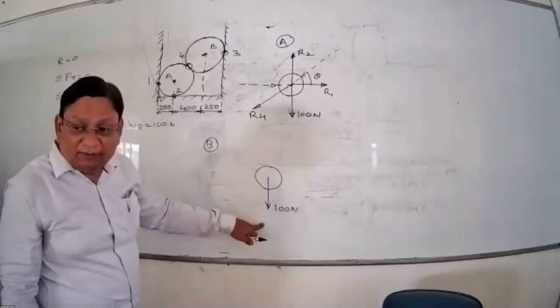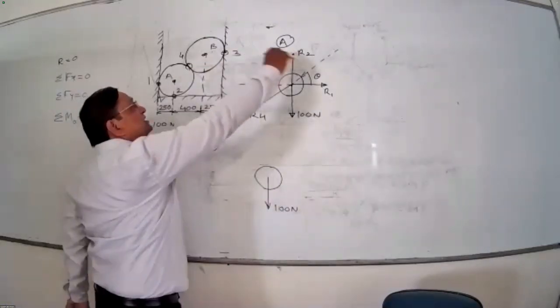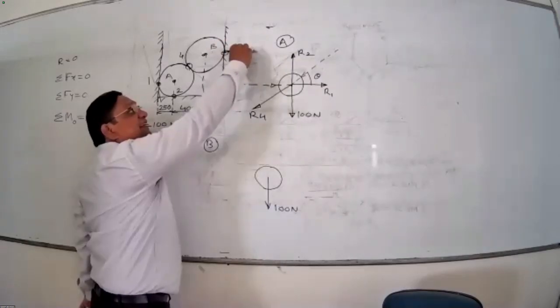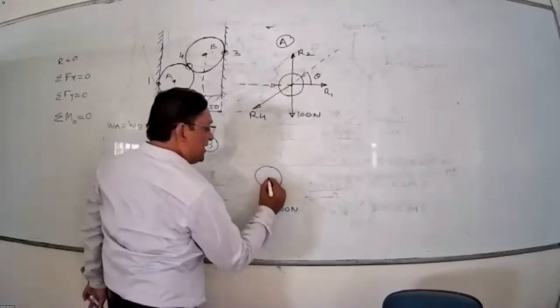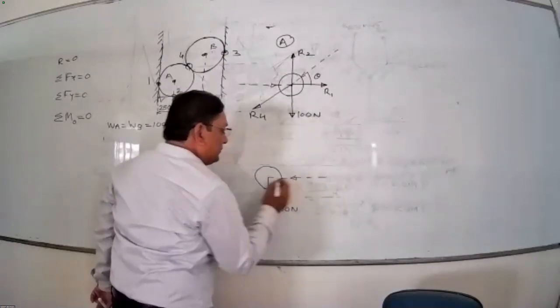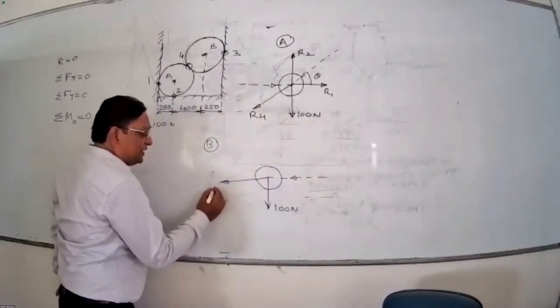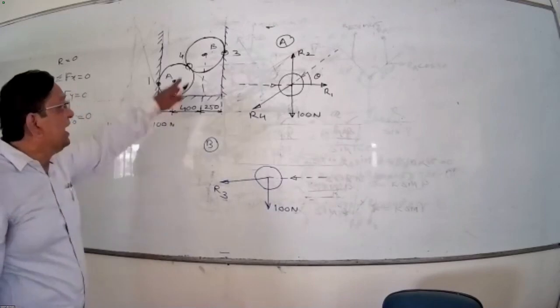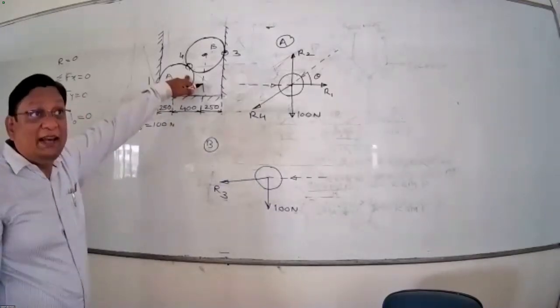So the weight of cylinder B has come here. Then contact point 3, reaction 3 will act like this. This is the reaction 3. By the principle of transmissibility, I can shift it here. Actually, this is acting here. By the transmissibility principle, I am shifting it here. This is R3 and R4.